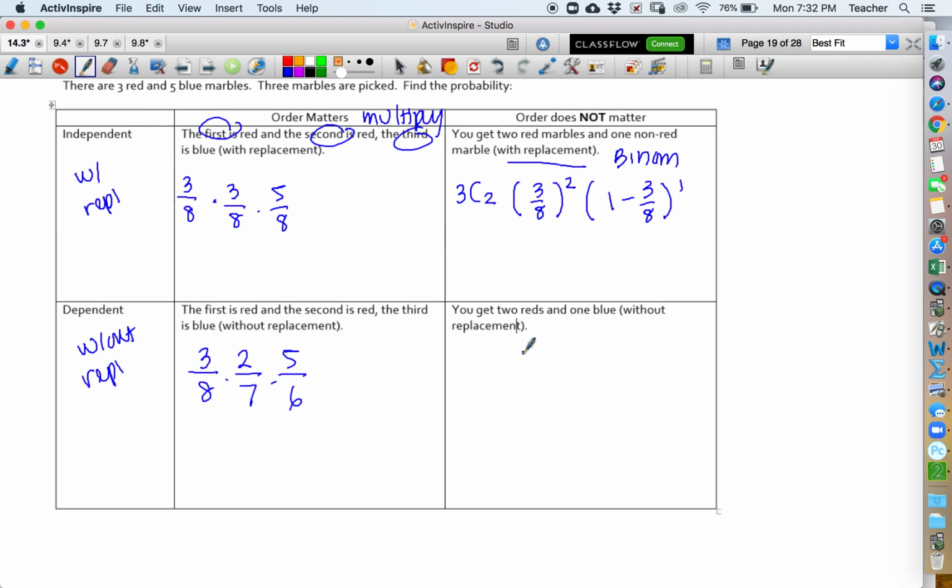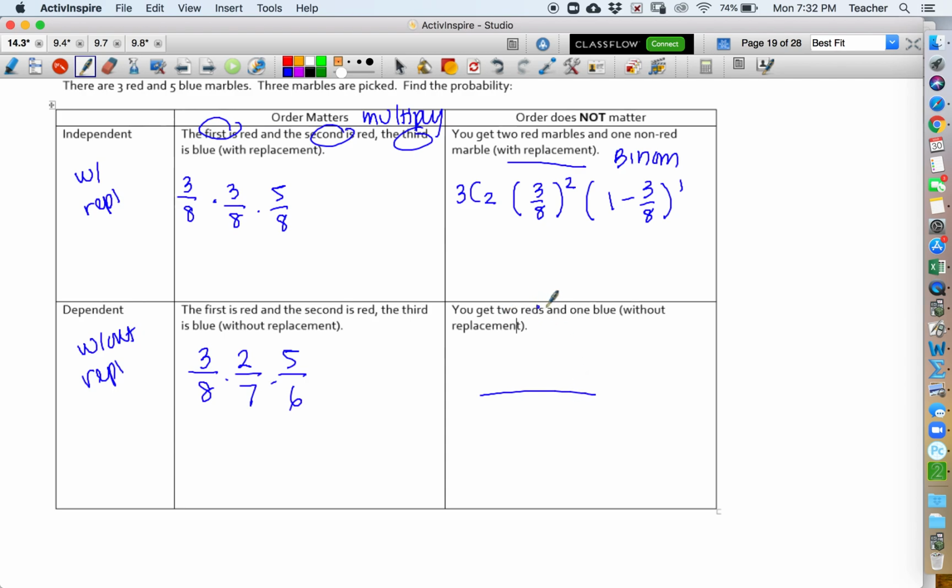And this one here is you get 2 red and 1 blue. And it's without replacement, so order no. And it is a dependent event. So this is the only one where you have to use that magician's formula.